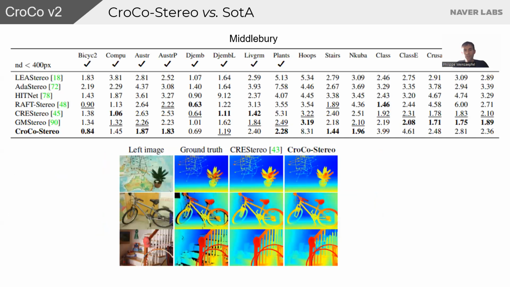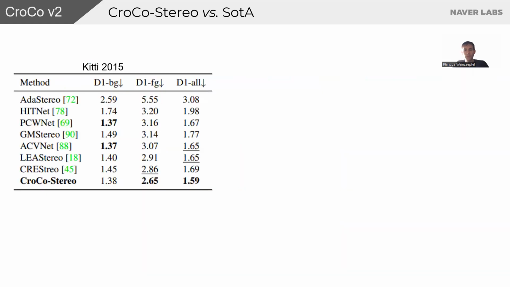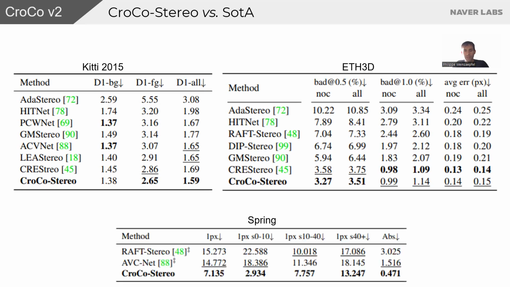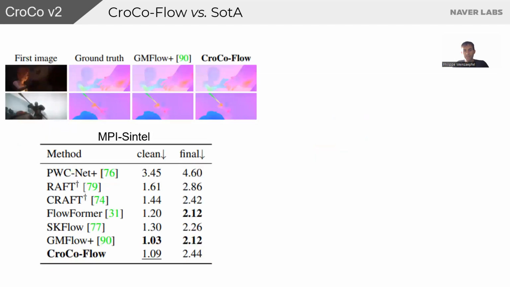We now compare CroCo-Stereo to the state-of-the-art. Here are the results and some visualizations for Middlebury. CroCo-Stereo performs best on 6 out of 15 sequences. On KITTI, CroCo-Stereo sets a new state-of-the-art. On ETH3D, we perform best at a threshold of 0.5 pixel and second best on other metrics. Finally, on the recent Spring benchmark, CroCo-Stereo significantly outperforms the state-of-the-art.